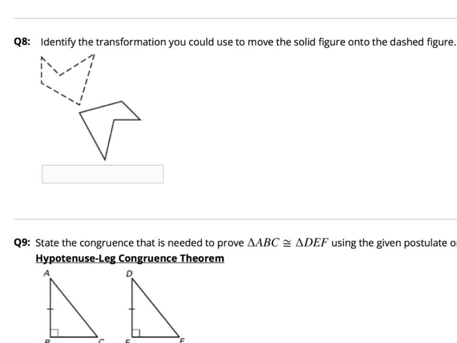Question number 8, just like the previous question, we are going from the solid figure to the dotted figure. So again, your choices are reflection, a translation, which is just a slide, remember, a rotation, which is where it's turned, okay? So one of those three.